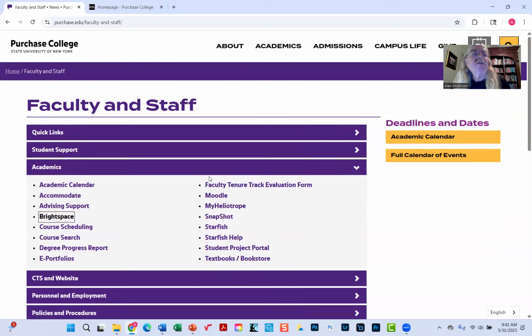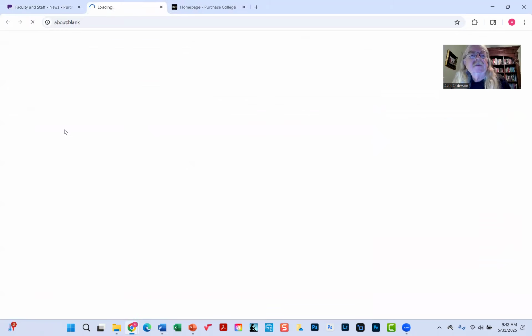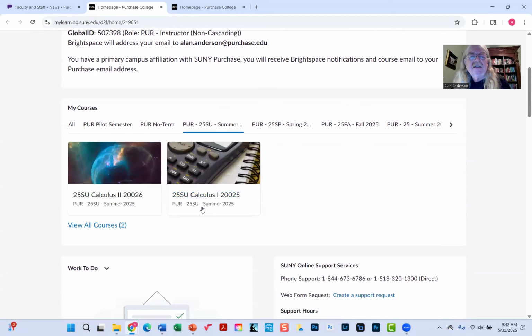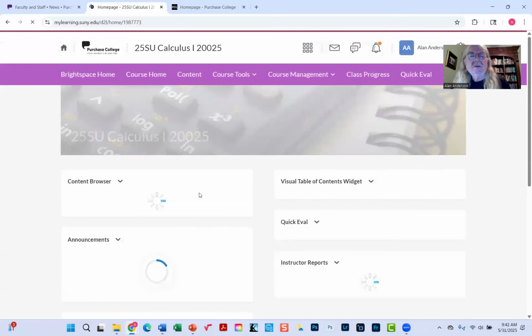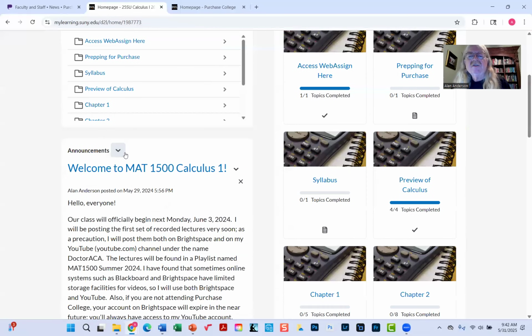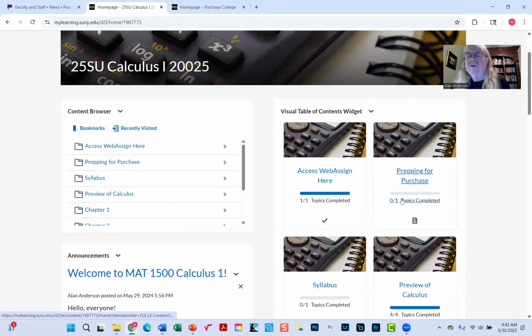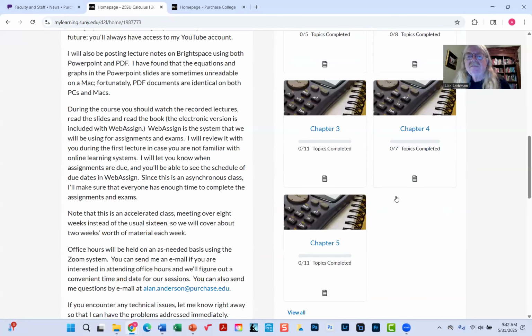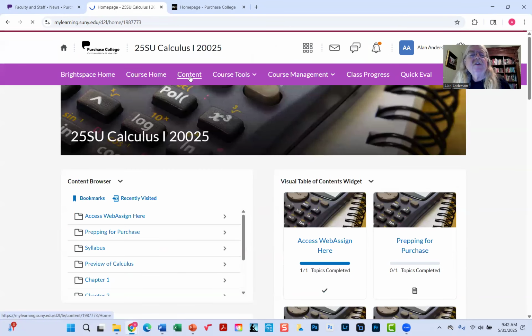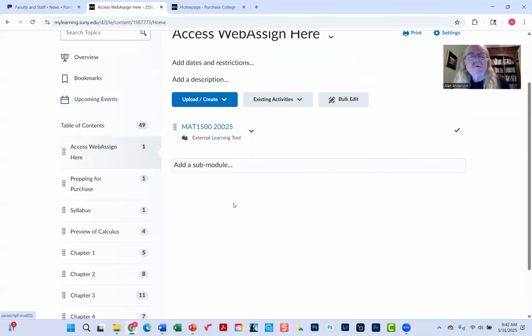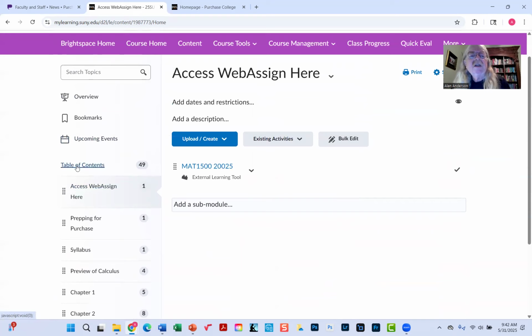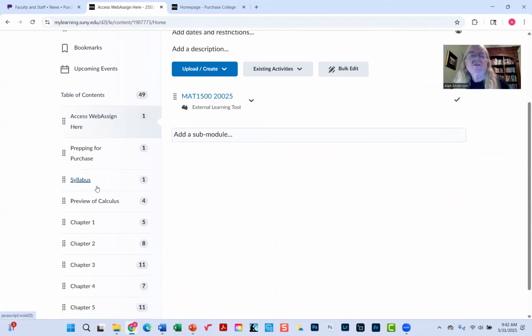If you go to SUNY Purchase's website, of course, I'm looking at the faculty and staff page, but Brightspace is here, and you'll click it on, and you'll find your course here with all the materials you need. A couple things I want to point out. First, there's a few different ways of looking at it. These are all the different categories that I've set up. If you go to content, you can ask it to show you everything all at once, or you can do it one at a time. Table of contents will show you the entire list. And then here you can see there are many different modules, as they're called.